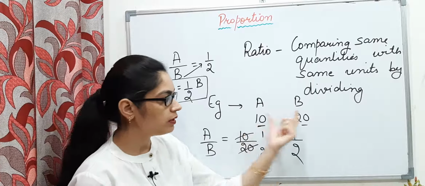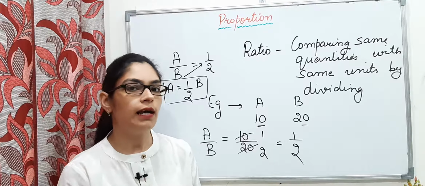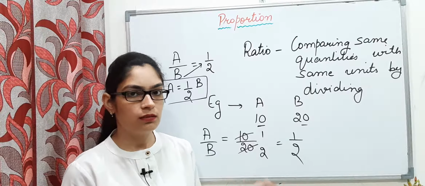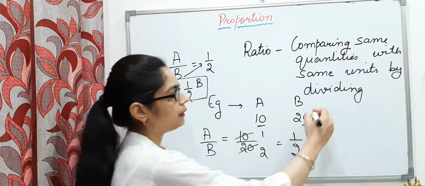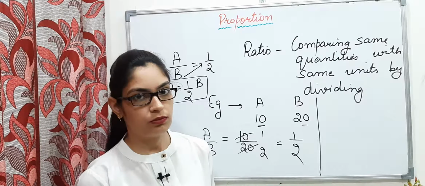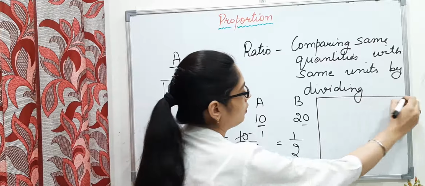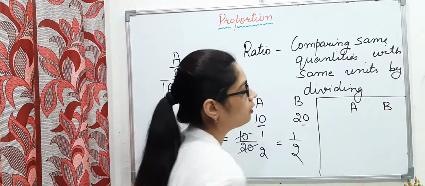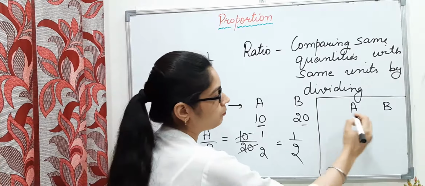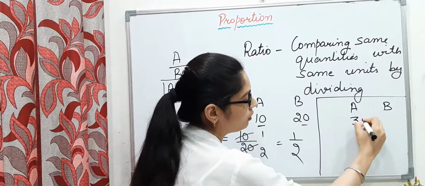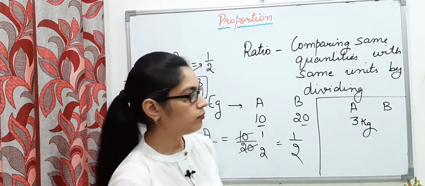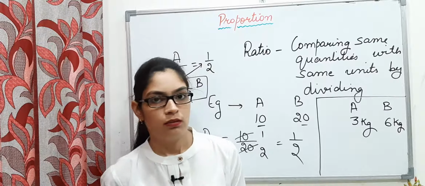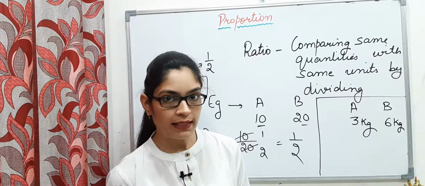Before, we were comparing marks, so same quantity, and marks are already in numbers. So unit is also same, no unit of marks, it is simple 1, 2, 3, 4. Let us compare one quantity which has units also. Two babies are there, baby A and B. So weight of infant A, I can say it is 3 kg, and weight of infant B, it is 6 kg. So let's find their ratio.